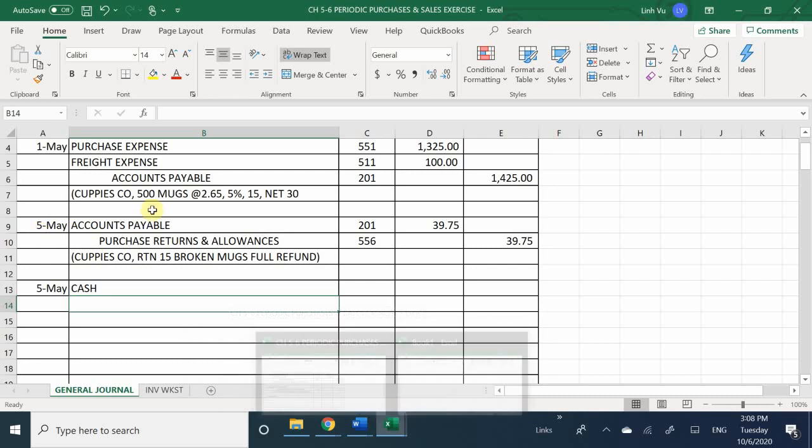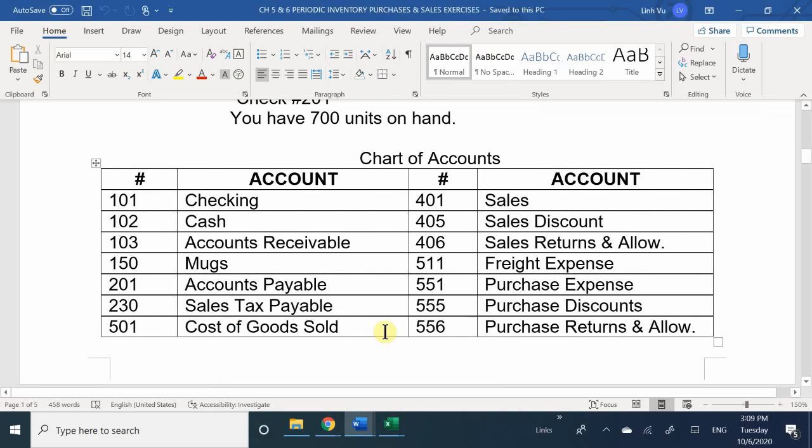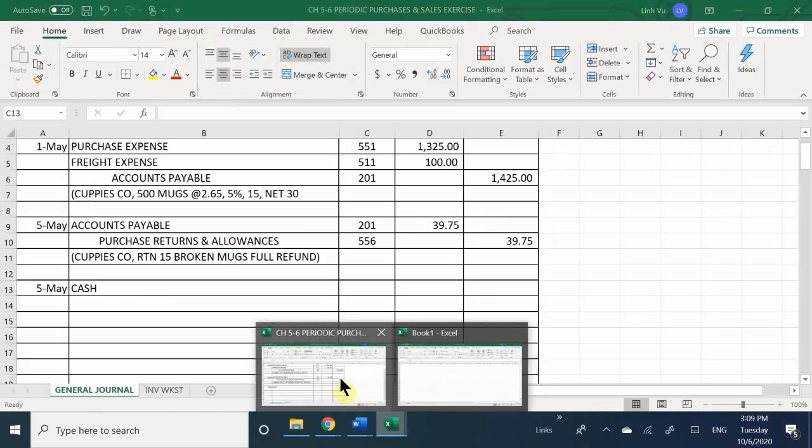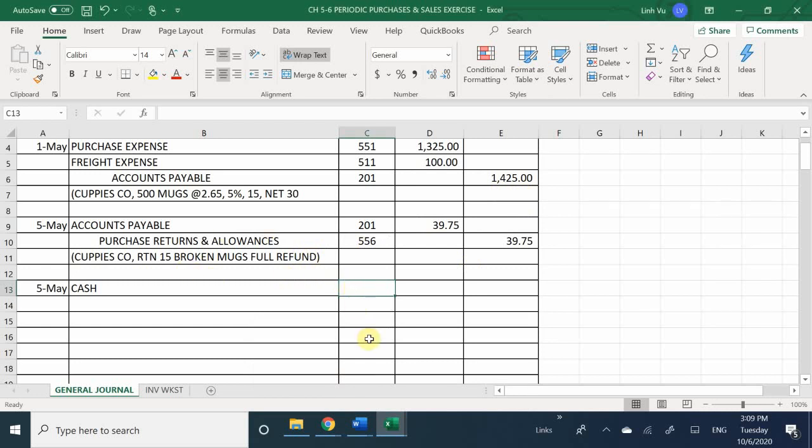So 10 mugs at $9.99 each, with the tax. Right. So the total is going to be $108.14 to cash. First off, what's my cash account? Cash account is 102. And what did you say I was supposed to get? $108.14.